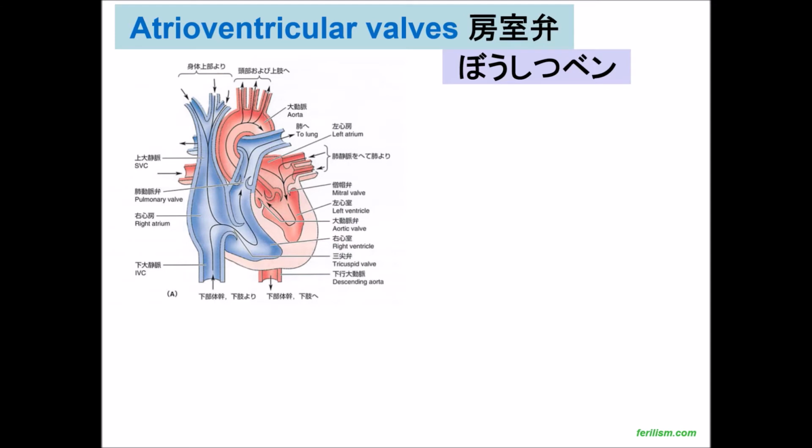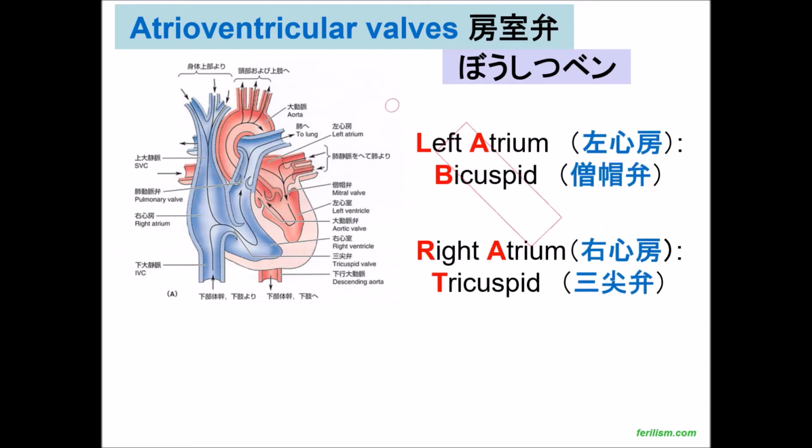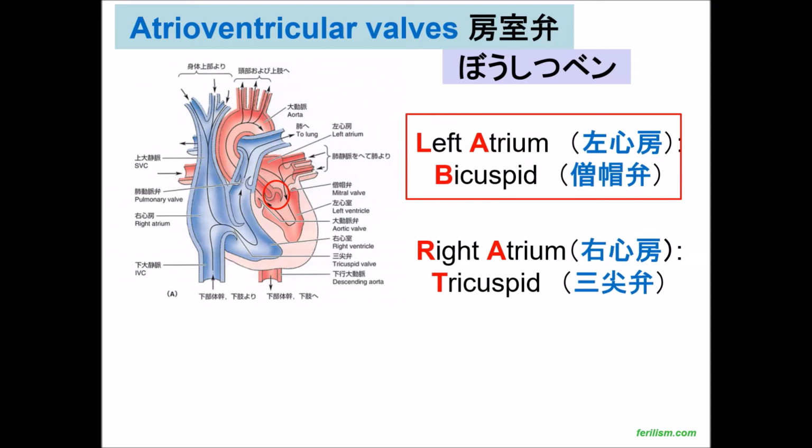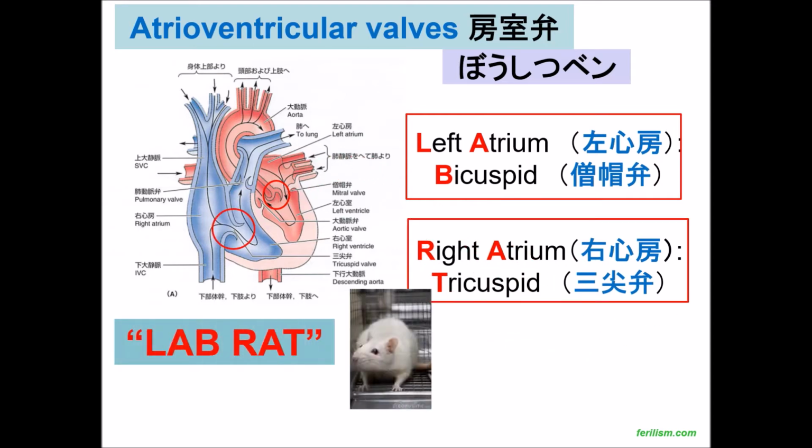Atrioventricular valves, one is bicuspid and the other is tricuspid. To remember which one, you can imagine a lab rat. Left atrium bicuspid, while right atrium tricuspid.